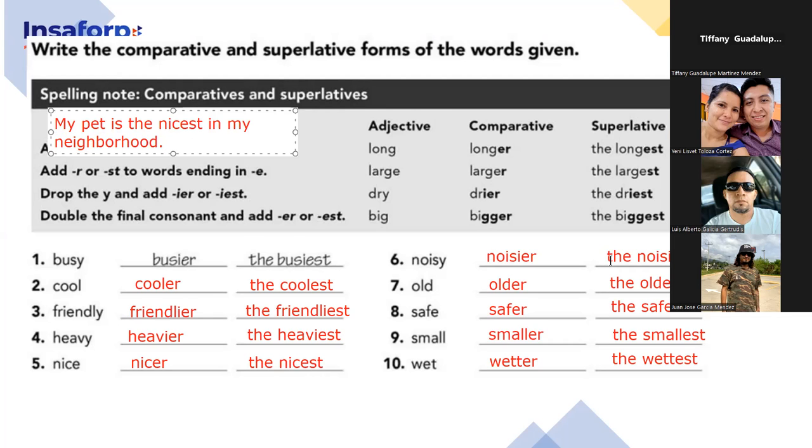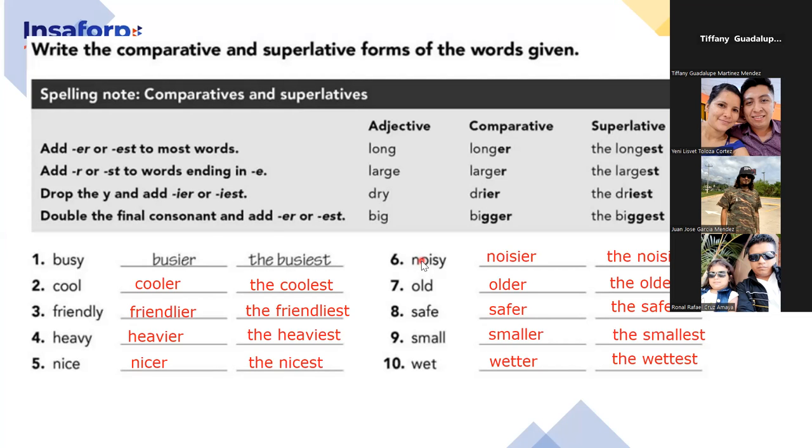Very good. Luis Alberto, can you participate? Yes, of course. With number six, please. Go ahead. Number six, noisy, noisier, and then the noisiest, okay? Noisy. Maybe the car driving on the street is noisy. It's very noisy. Okay, very good. And so, one big truck is noisier than one sedan. That is true.